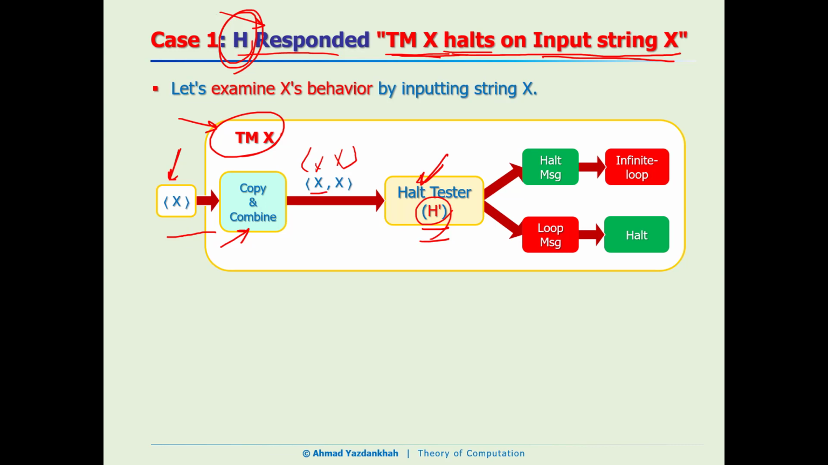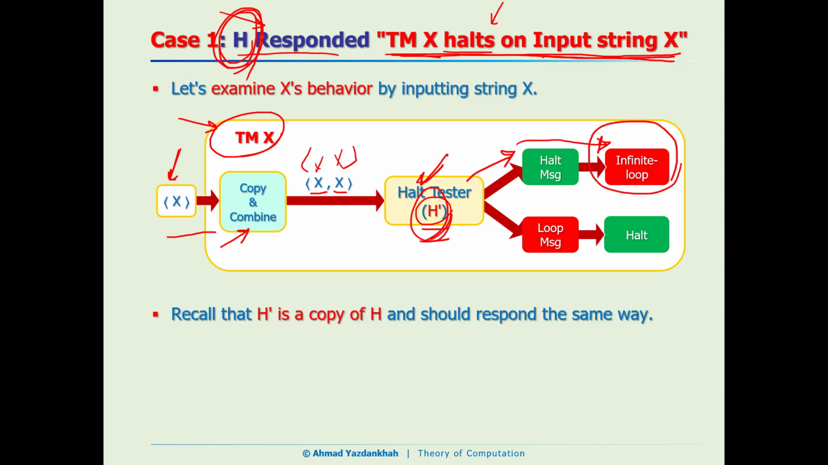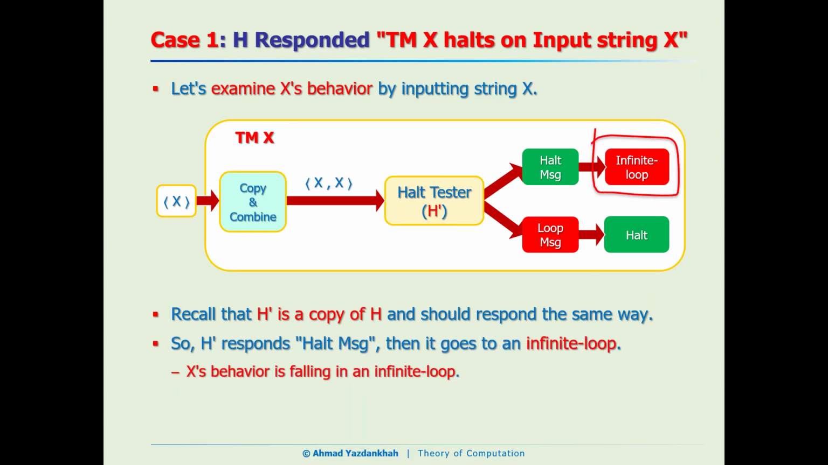All right, so we have X and X here. Based on this statement, H prime should behave exactly the same way. So it halts, it goes that way. But it goes here and will get stuck in an infinite loop. So do you agree that H was wrong? Because H said Turing machine X halts on input string X, but now we see that it goes here and it will fall into an infinite loop. So in this case, H was wrong.